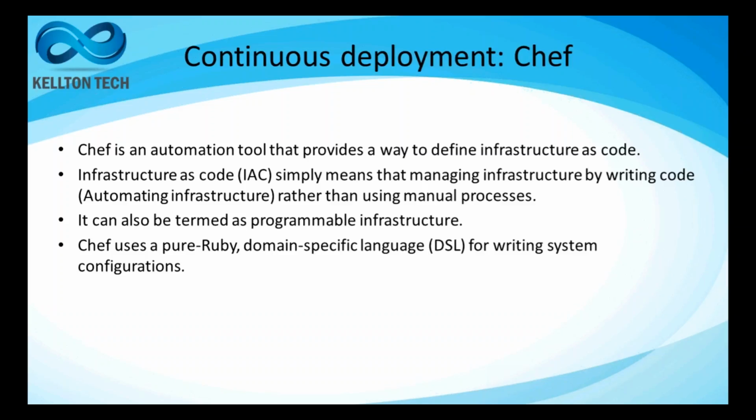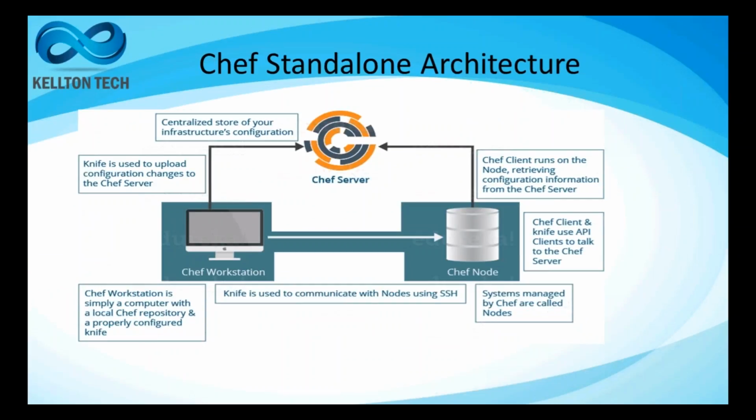Here we are using Ruby to program the code, and domain-specific languages for writing the system configurations. Mainly, Chef is used for infrastructure configurations and application deployments, and configurations which we can manage across the network.